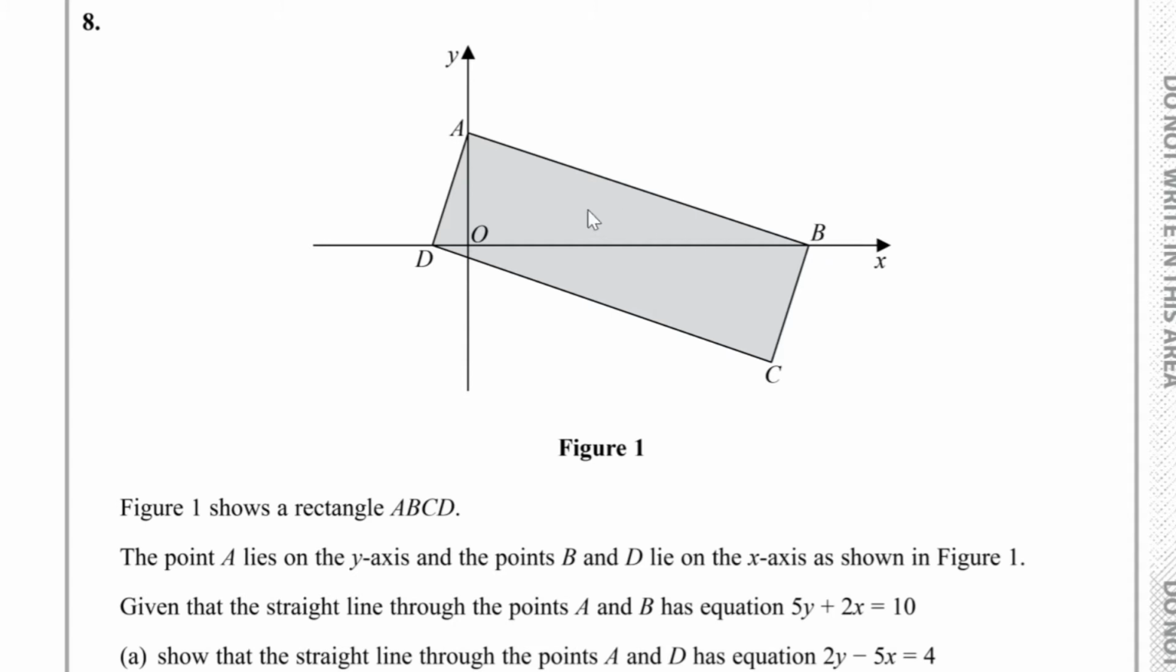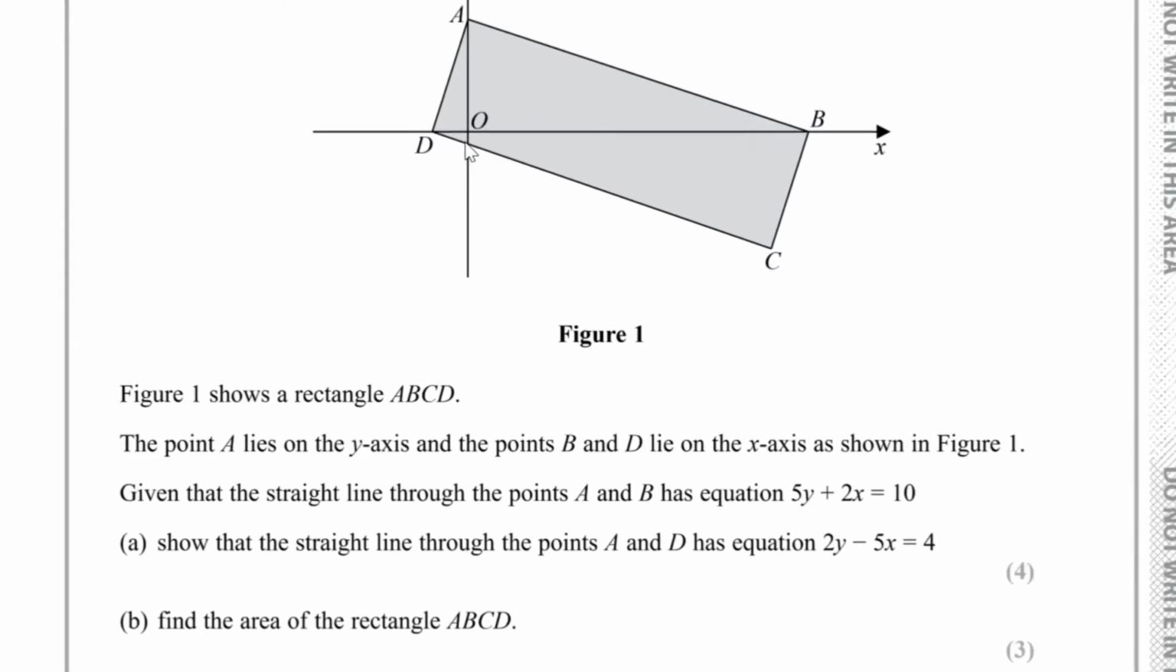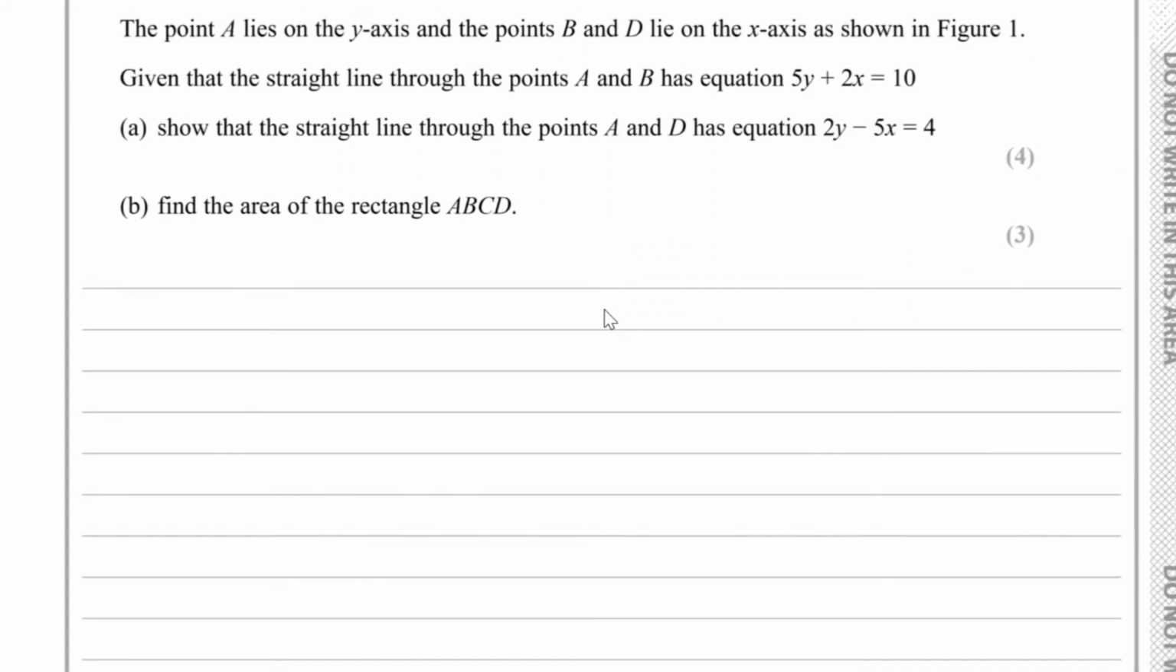the point B. We can also find the gradient of AB and use the fact that AD is perpendicular to AB to find the gradient of AD and then find the equation of that line. So if I consider the line AB, so far we have 5y plus 2x equals 10.